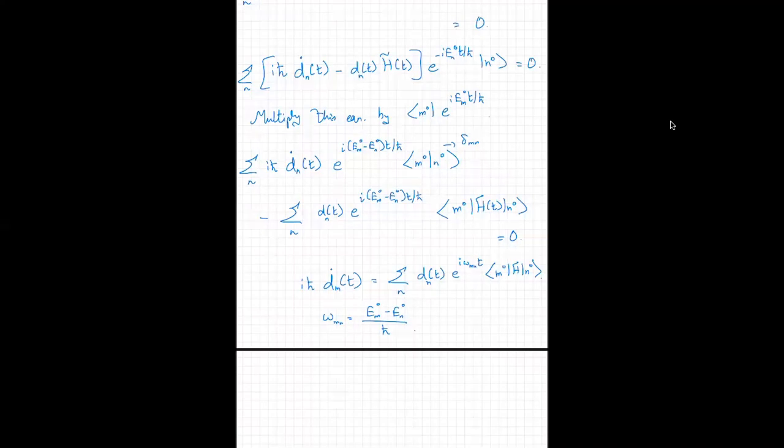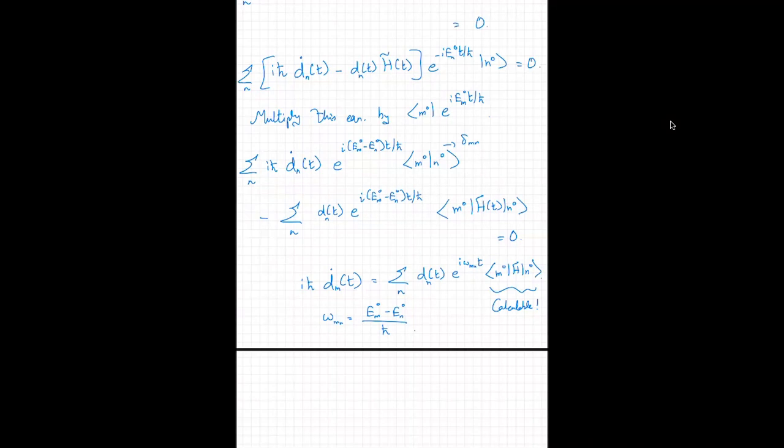You might think that this is easy to solve. After all, I know |m0⟩ and |n0⟩, so this part is a calculable thing. This matrix element is calculable, because I am given H tilde, so I can always calculate this matrix element. There's no problem. But the problem with this differential equation is that any solution to d_m also depends on d. The d appears both on the left hand side and the right hand side. If the right hand side does not depend on d at all, this is a trivial equation to solve, just a first order differential equation.